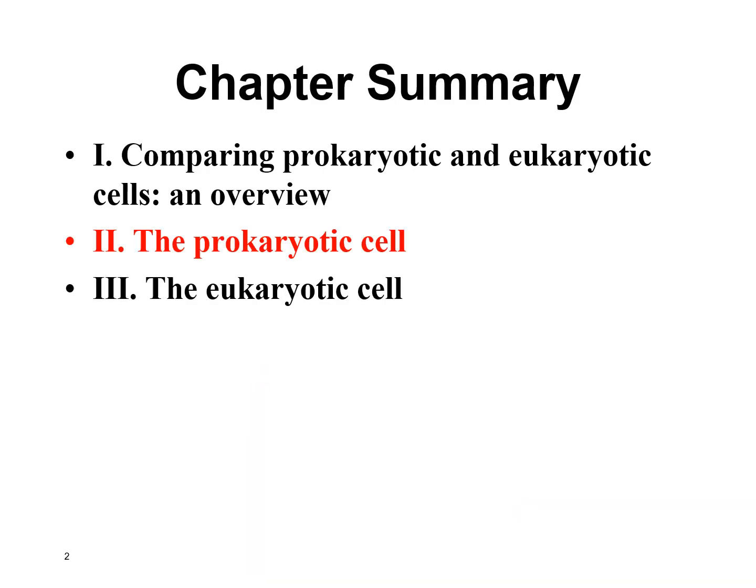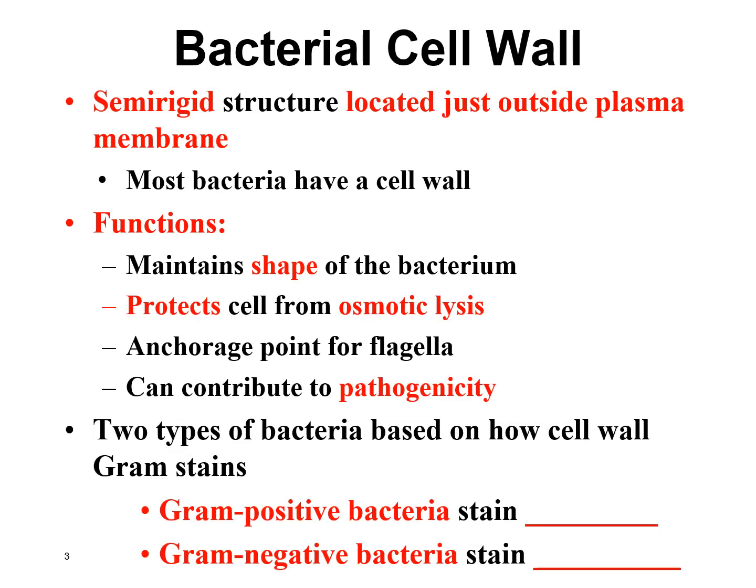We're going to take a look at the bacterial cell wall. So the bacterial cell wall is located just outside the bacterial cell membrane, and almost all bacteria do have a cell wall. There are a few that don't though. The bacterial cell wall has a couple of functions. One is that it helps maintain the shape of the bacteria. And another really important function is that it helps protect the bacteria from something called osmotic lysis.